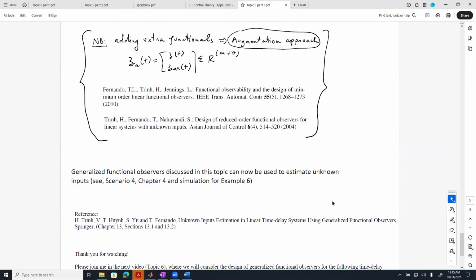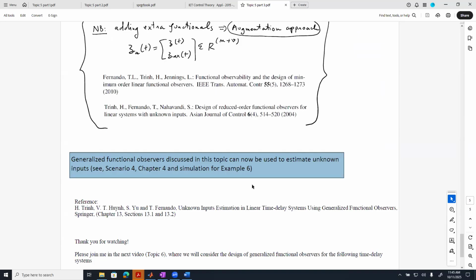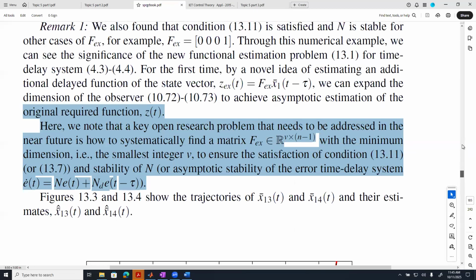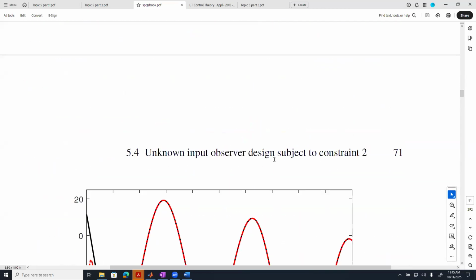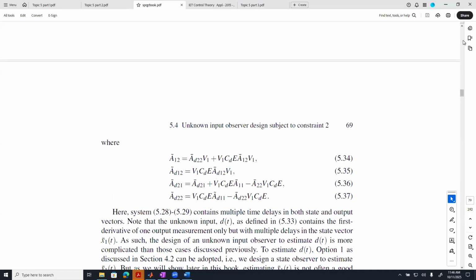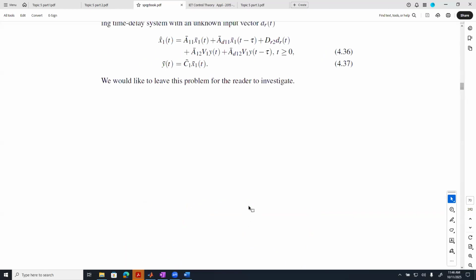And finally, when we got all these generalized functional observers, we can actually use them to estimate the unknown input. So as far as chapter 4 is concerned in the book, where we were discussing the asymptotic estimation of an unknown input for a time delay system.